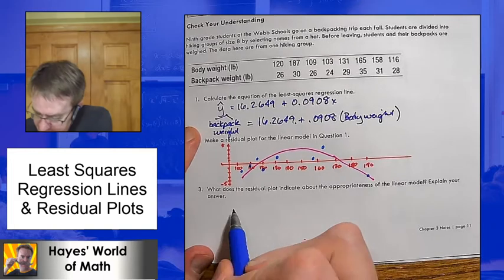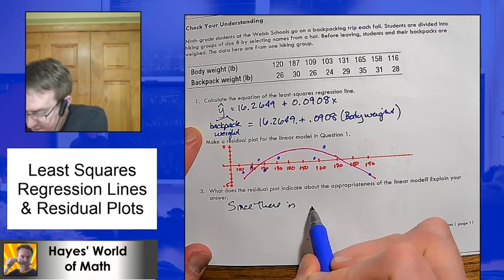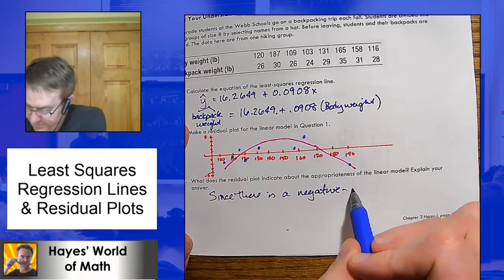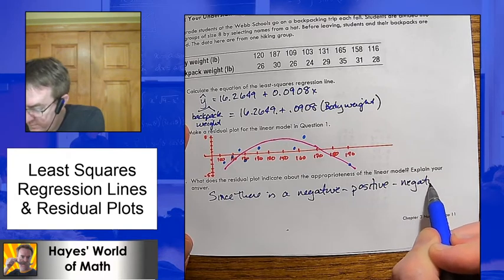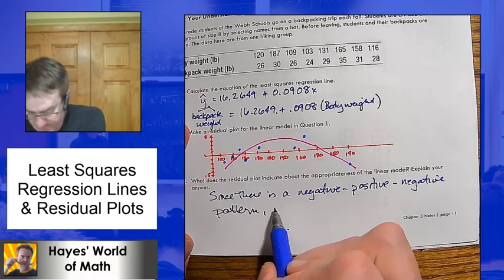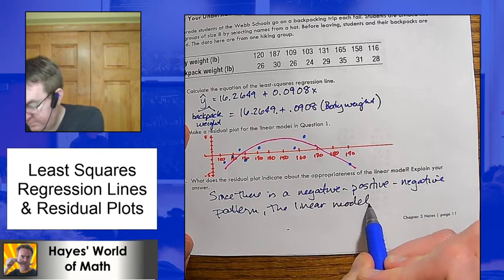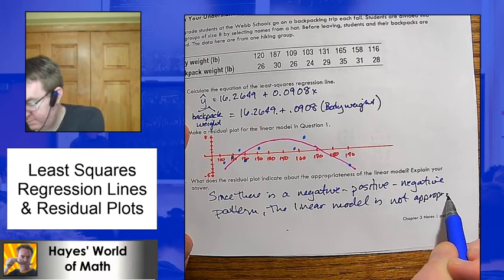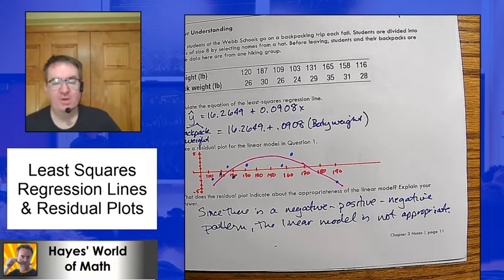So you would say something to the effect of, since there is a negative, positive, negative pattern, the linear model is not appropriate. Ta-da, you're done.